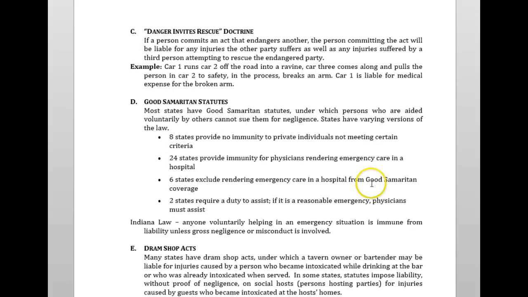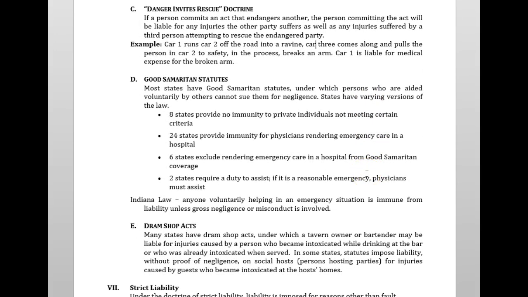We have one called the Good Samaritan statutes, and basically that's if you voluntarily try to help somebody in an emergency situation, they cannot sue you for damages of any sort. Now, what you have to be very, very careful of is different states have different variations of this rule.